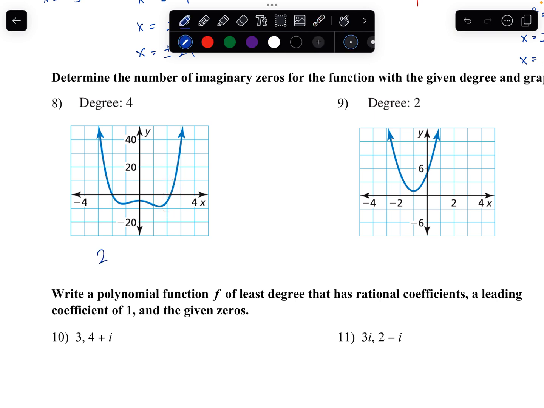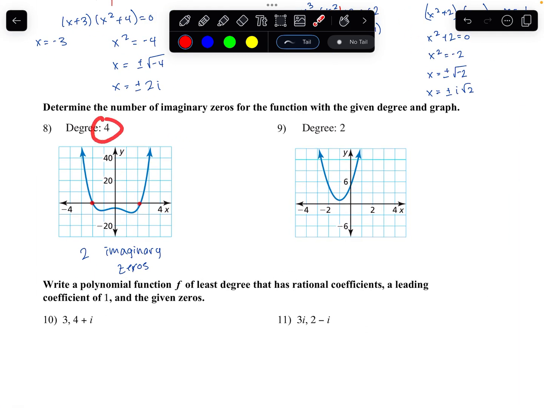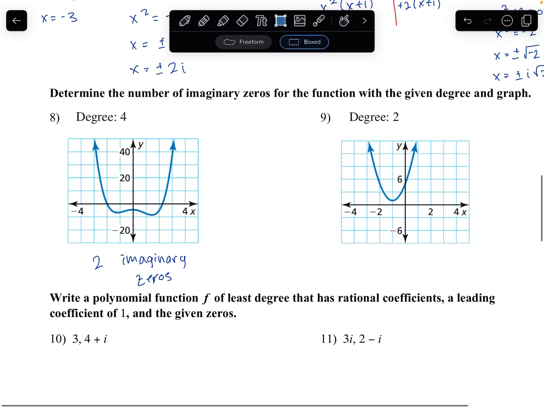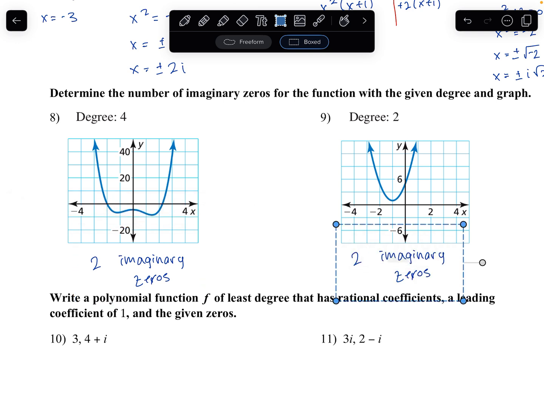So there's going to have to be 2 imaginary zeros, because I see 2 real, and then I don't see 2 others, and the degree is 4. In this case right here, the degree of this polynomial is 2, and how many imaginary solutions or zeros does it need to have? It's also going to have 2. So both of the solutions to this polynomial are going to be imaginary. So same, 2 imaginary zeros here.